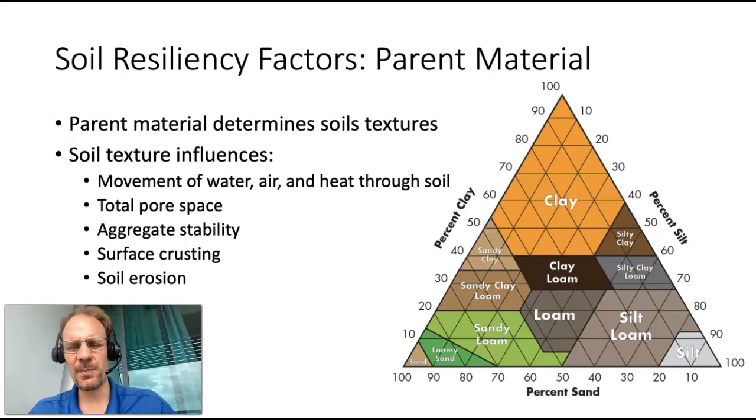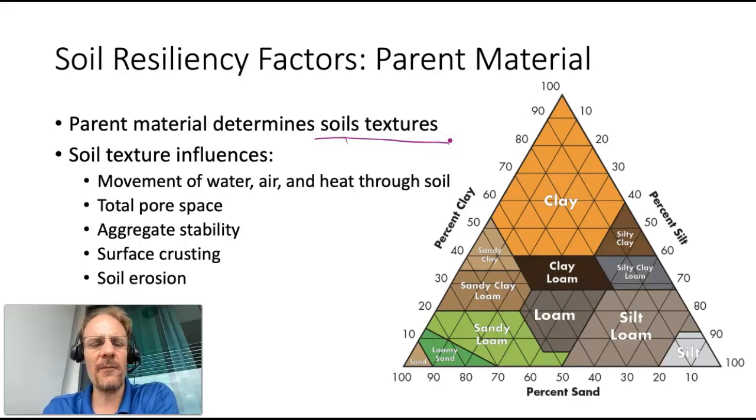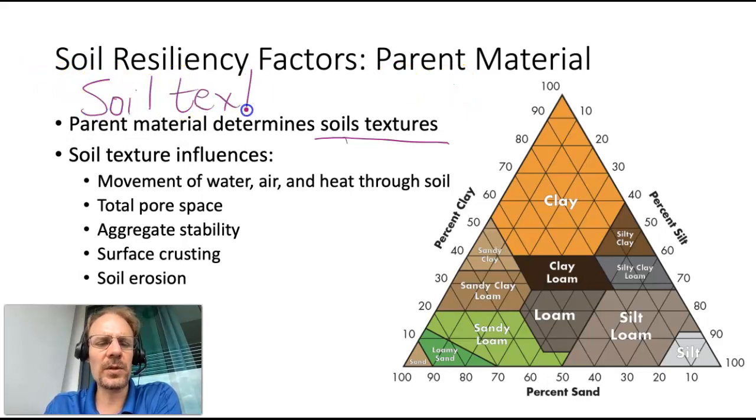And really, when it comes to parent material, there is some truth that the types of parent material, such as organic materials, will tend to build up more soil resilience. But really, the component of parent material that's most important is soil texture. So parent materials typically help determine what type of soil texture occurs. And so really, when it comes to parent material, we're really talking about soil texture and the influence of soil texture on soil resilience.